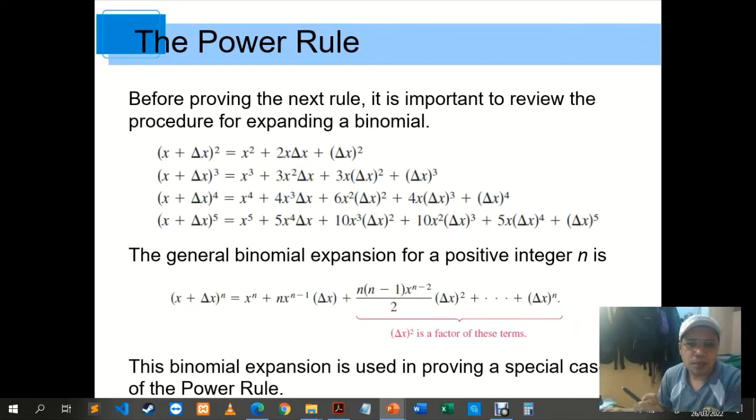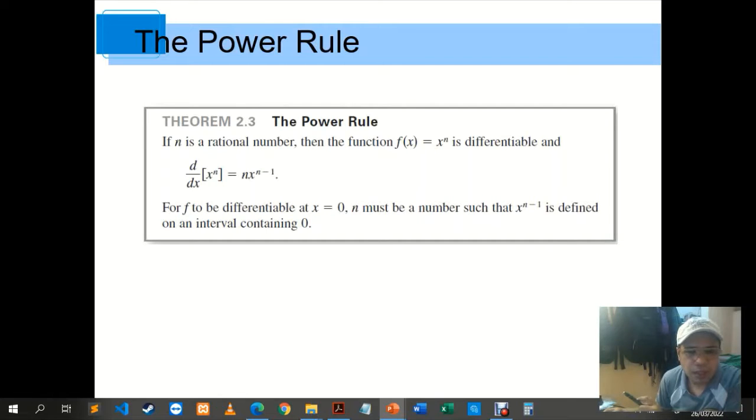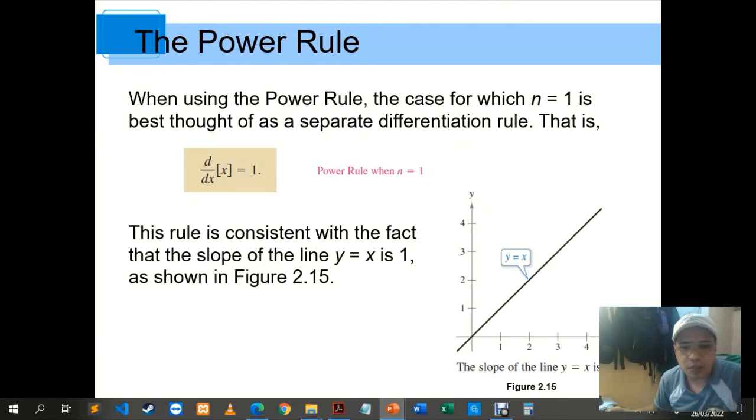Next, the power rule. We are not going to prove the power rule, so diretso tayo sa pinaka-theorem niya. The derivative of x raised to n is n times x raised to n minus 1. So kung ano man yung variable niya, that will be the constant at babawasan natin ng isa, base doon. So for f to be differentiable at x equals 0, n must be a number such that x raised to n minus 1 is defined on an interval containing 0.